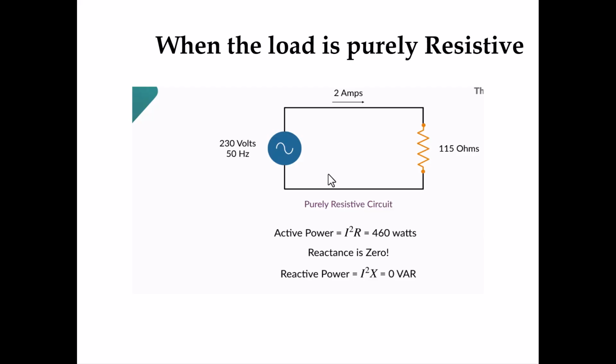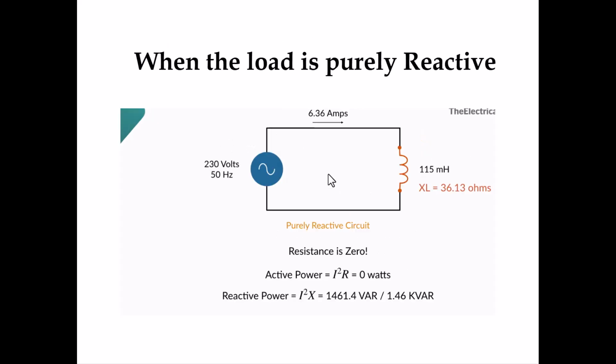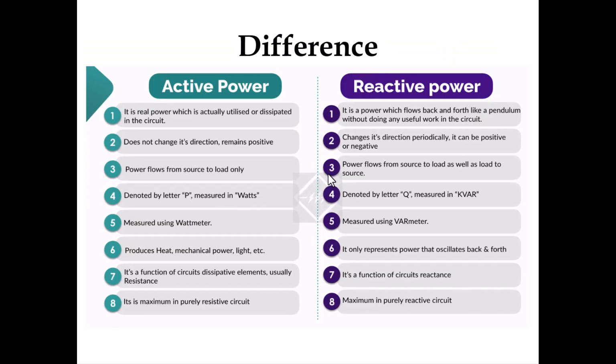Here is a mathematical example. When the load is purely resistive, the active power can be calculated by I square R, where the reactance is 0. In case of a purely reactive load, the reactive power can be calculated by I square X, where the active power I square R is equal to 0. There are some differences between active and reactive power.